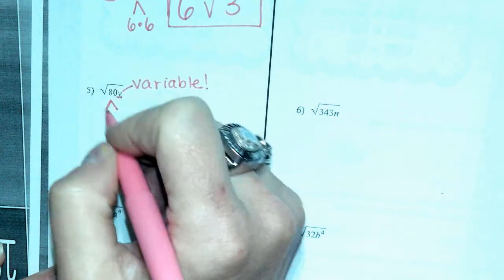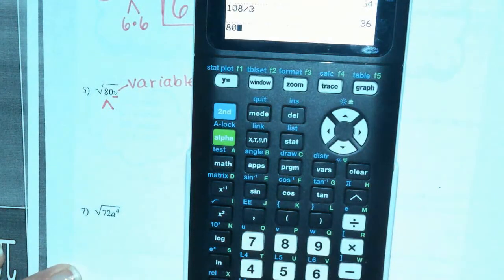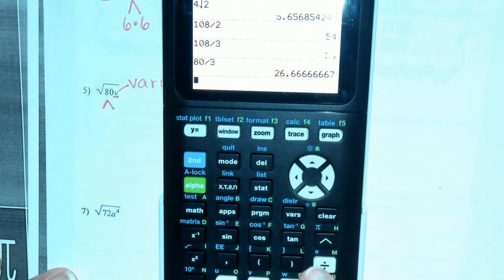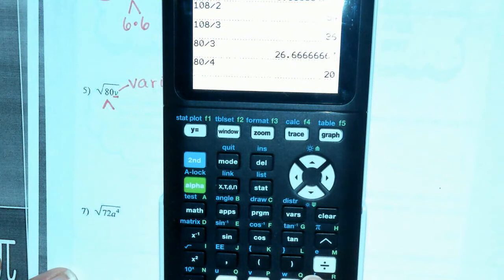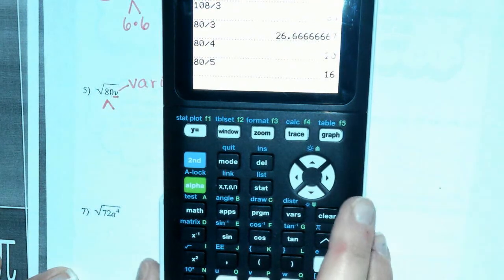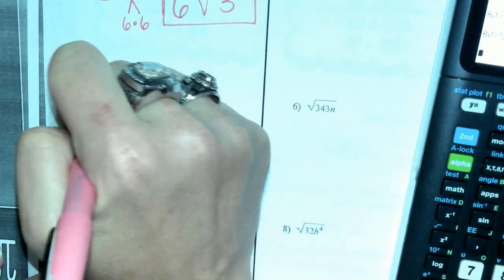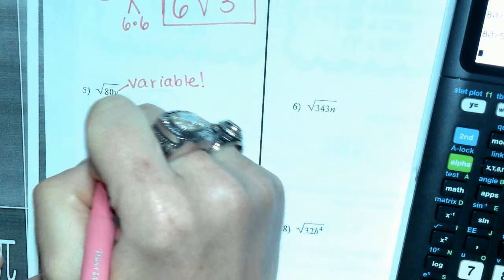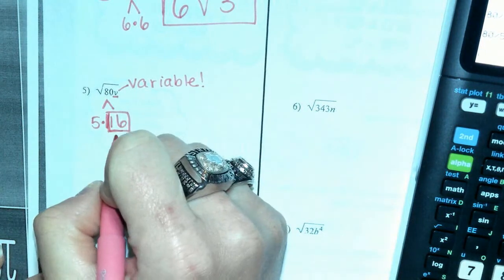40. All right, so 80 divided by 2 is 40. 40 is not a perfect square, so 80 divided by 3 is not a whole number, so it's not 3. 80 divided by 4 is 20. That's not a perfect square. 80 divided by 5 is 16, so 5 and 16, because 16 is a perfect square. Okay? 5 times 16 is 80.